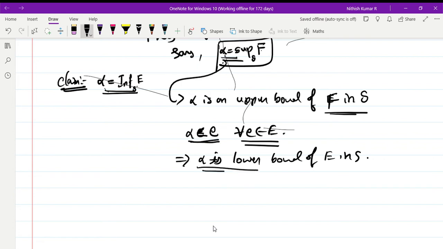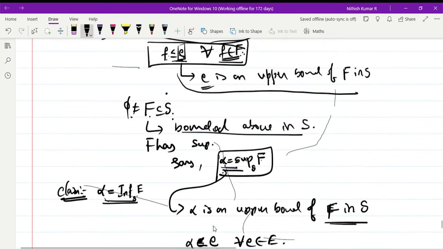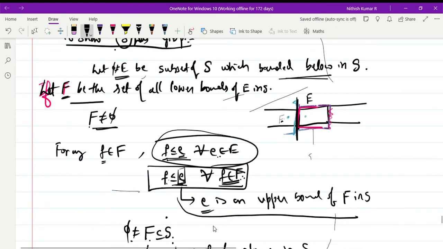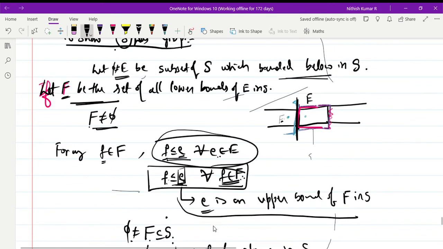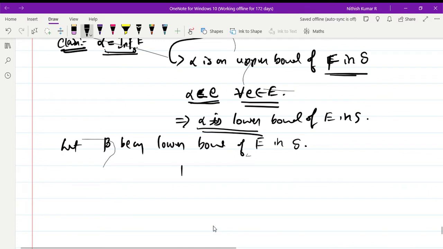Now alpha is the lower bound of E. Now suppose let beta be any lower bound of E in S. Now we know that from this definition, F is the set of all lower bounds of E in S. Therefore, this beta must belong to F.